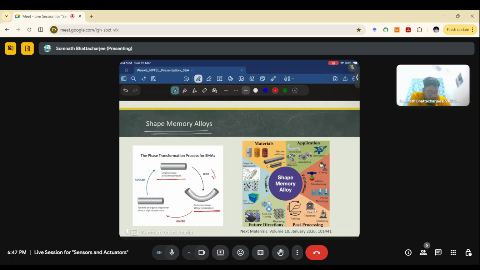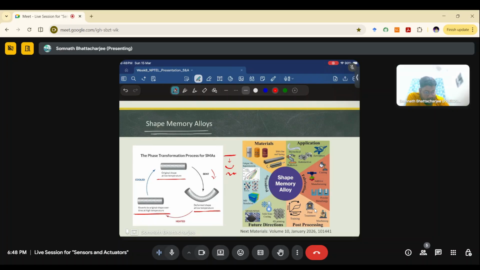So if your alloy was like this, you have just bent that to a different shape, or like let's say like this as well. So you will have a different kind of shape. When it's heated, it will go back to its original shape, that before the bending and everything, it goes back to the straight shape. So this is called a shape memory alloy because it memorizes the original shape.